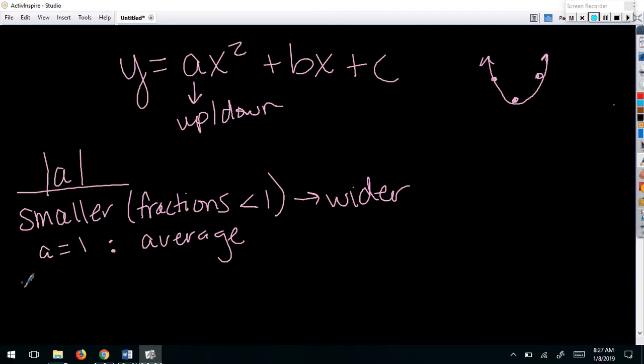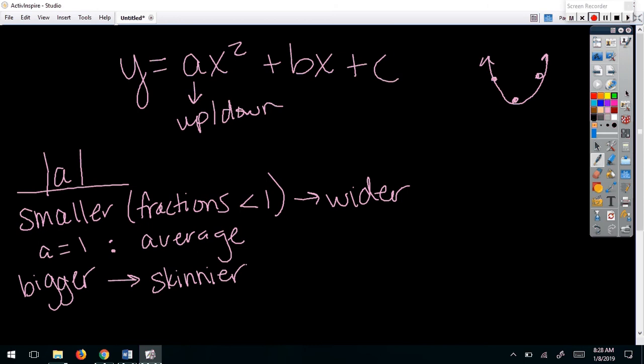Now, as A gets bigger, or the absolute value of A gets bigger, what do you think happens to the graph? It gets skinnier and skinnier. So if I had y equals 10x squared, that's going to be a parabola that opens up and is really skinny. Are we all okay thus far? Yes. The lower one is the wider. Correct. And we're comparing it to 1. We're using 1 as what we compare to. That's our average, our normal.